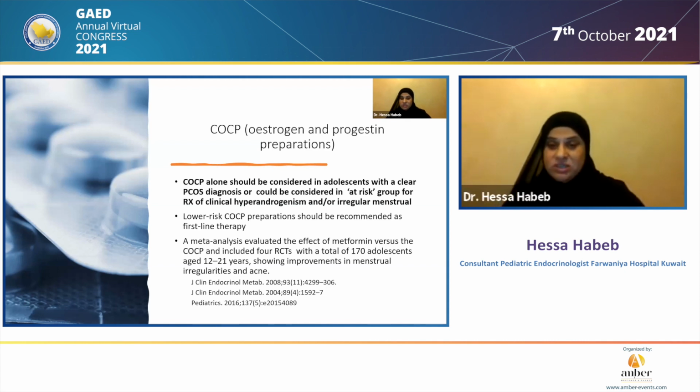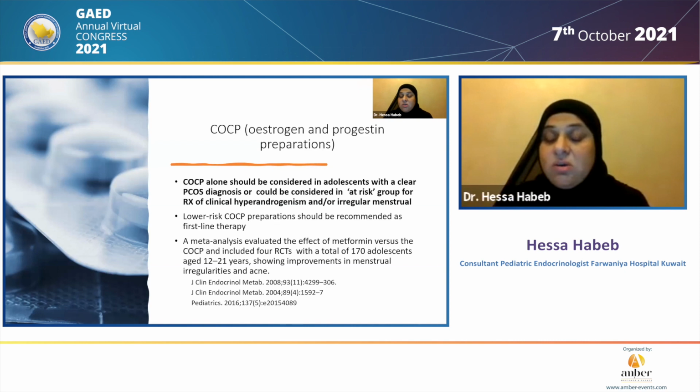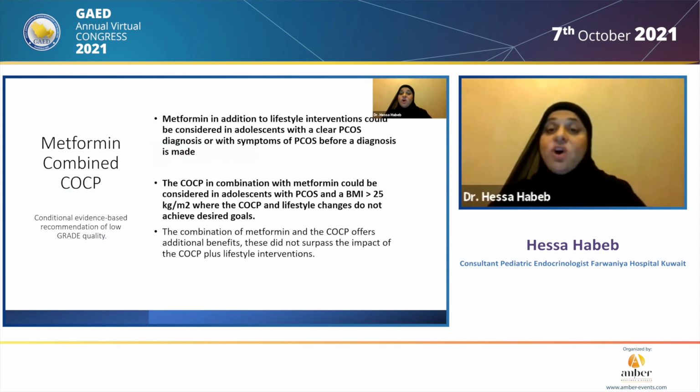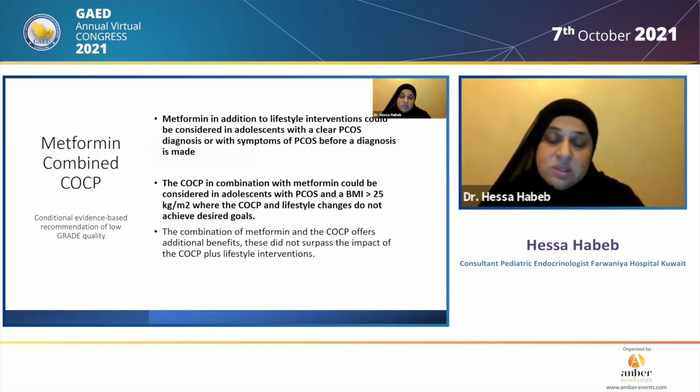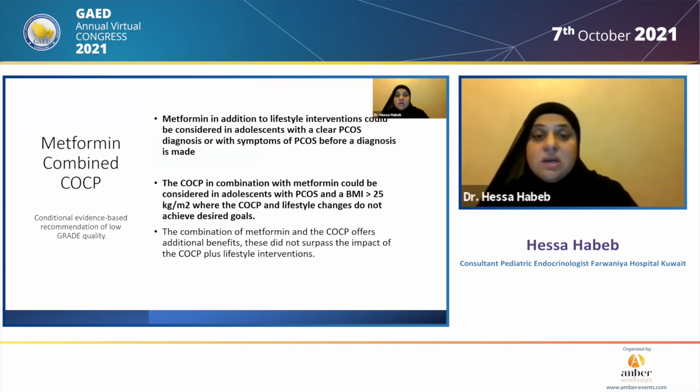A meta-analysis evaluated the effect of metformin versus oral contraceptive pills, included 4 RCTs and 170 adolescents, and showed improvement in menstrual irregularities and in acne. Metformin, in addition to lifestyle intervention, could be considered in adolescents with a clear PCOS diagnosis or with symptoms of PCOS before the diagnosis is made. So metformin and lifestyle could be started if you're doubting, before the final diagnosis is made.